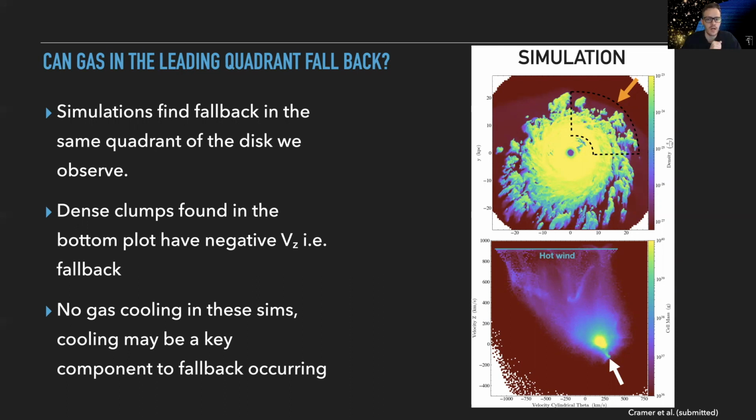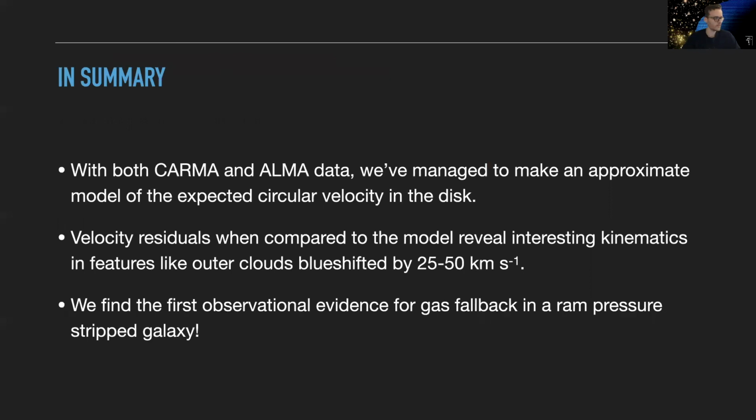But in summary, we found blue shifted velocities consistent with the gas falling back towards the observer. So in summary, with both CARMA and ALMA data, we've managed to make an approximate model of the expected circular velocity in the disk, and we found these interesting blue shifted clouds that, along with our evaluation of the dust extinction, allow us to establish that these are clouds behind the galaxy that are likely falling back towards the galaxy. And this would be the first observational evidence for gas fallback in a ram pressure stripped galaxy that's been predicted by simulations for a long time.